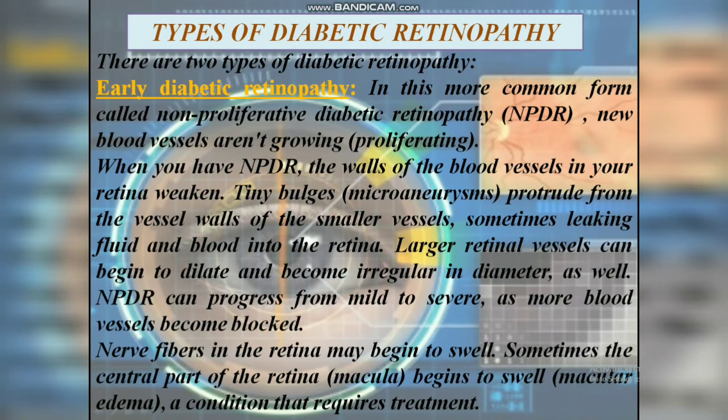Types of diabetic retinopathy. There are two types of diabetic retinopathy. One is early diabetic retinopathy, the second is advanced diabetic retinopathy. Early diabetic retinopathy is similar to non-proliferative diabetic retinopathy. New blood vessels are not growing. When a person has NPDR, the walls of the blood vessels in the retina weaken.